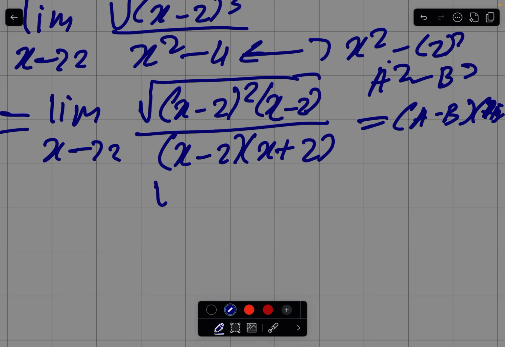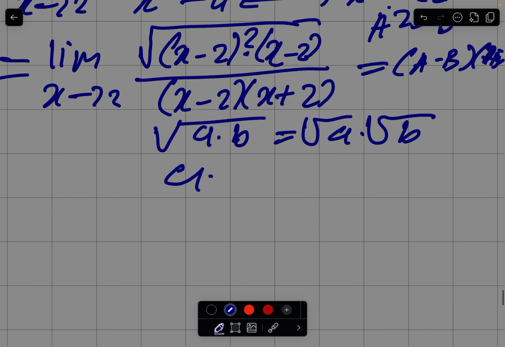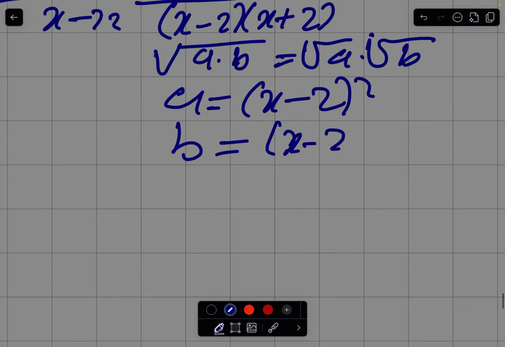So you know the property: the square root of a multiplied by b is the same as the square root of a multiplied by the square root of b. By observing here, we have a multiplication, meaning our a is (x minus 2) all squared, and our b is x minus 2. We are taking this from here to here, meaning we're going to have the square root of a and the square root of b.